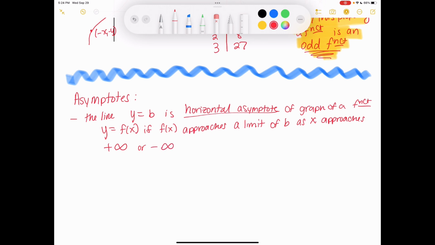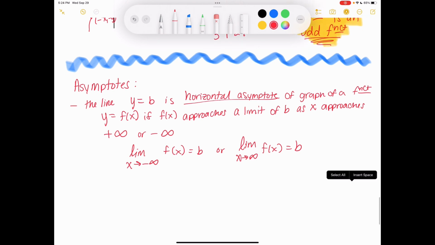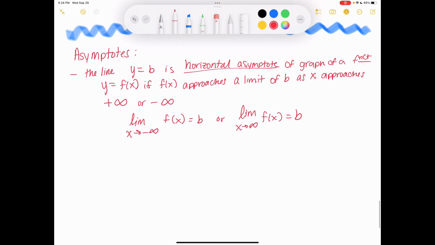I'm going to teach you limit notation. I don't really think that our book uses it a whole lot, but you will need this if you go on past this class, and we might briefly use it. I just think it makes life a little easier. We say the limit as x approaches negative infinity of f of x is equal to b, or the limit as x approaches infinity of f of x is equal to b. I think I may have briefly mentioned limit notation to you last year, so if you see it, that's why.